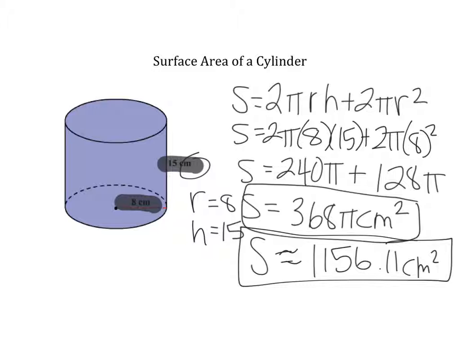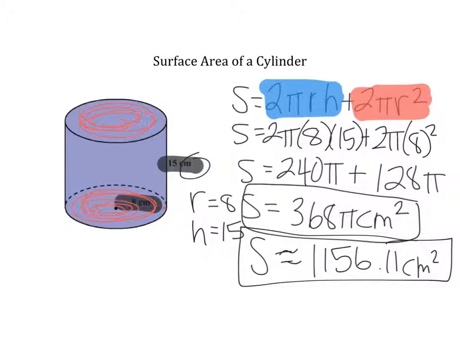Now, if you were just asked for the lateral area, that would mean I'm not including my circular bases here. And remember, the area of a circle is pi r squared. So in the formula, the two circles are the 2 pi r squared. Those are what's added on. So our lateral area is just what I've highlighted here in blue. So if you had been asked for the lateral area, the only part you would have been responsible for is that 240 pi. That would be your lateral area.